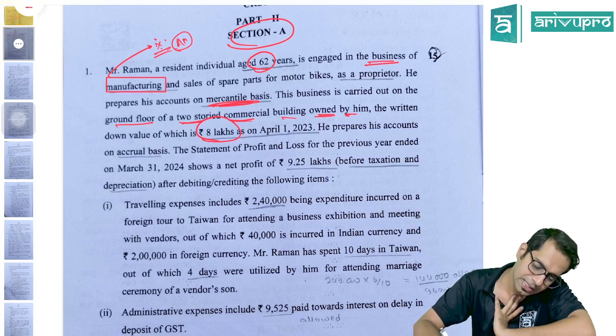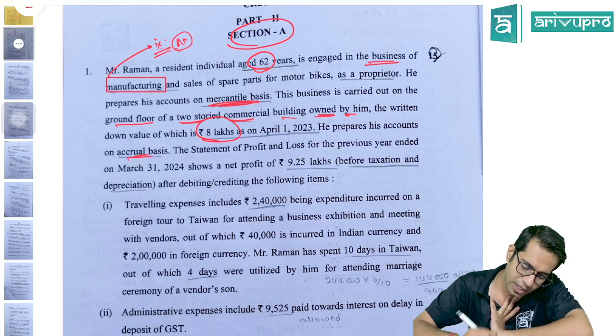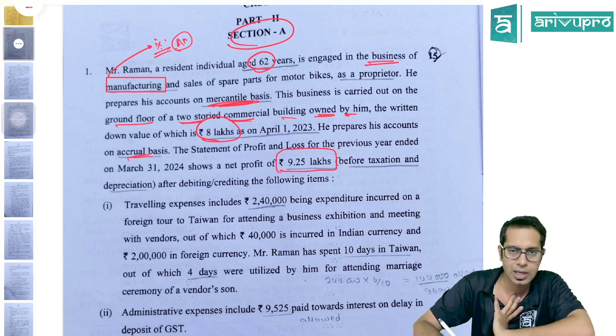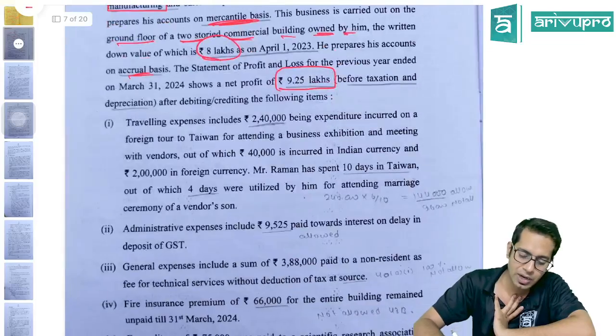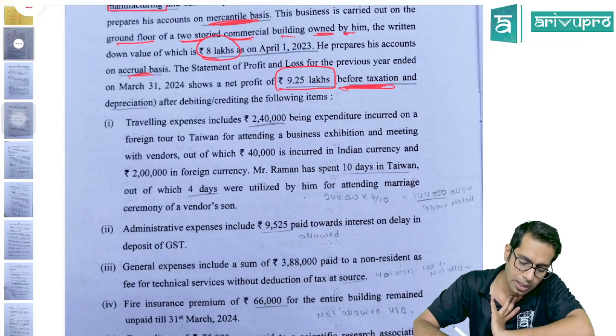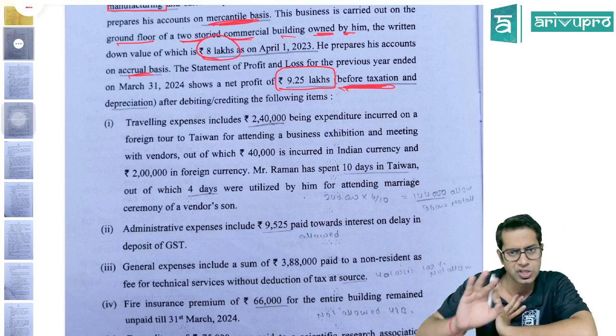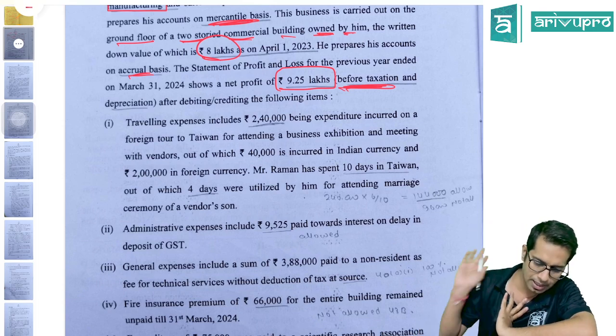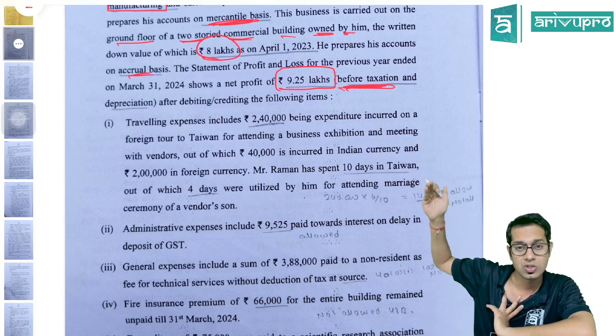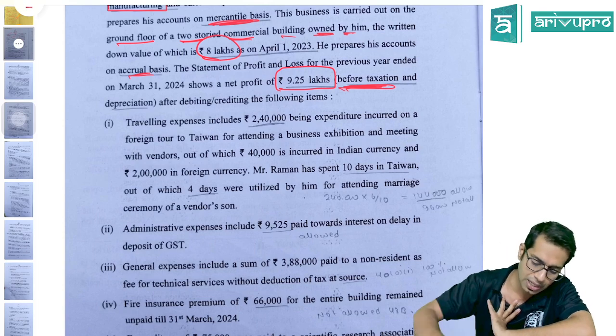He prepares his accounts on accrual basis. They have already given that. The profit and loss account for the previous year ended 31st March 24 shows 9,25,000 rupees as his net profit before depreciation and taxation. So this is before depreciation, before taxation. So no depreciation has been given. From 9,25,000 we should subtract depreciation.